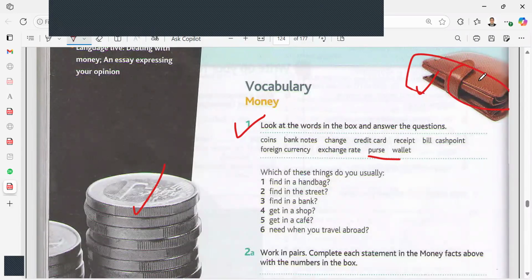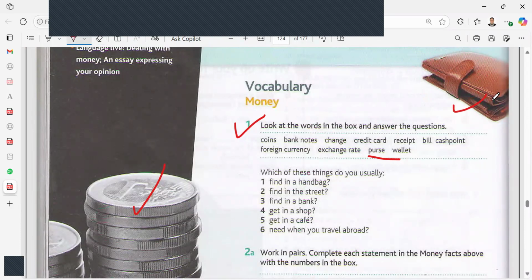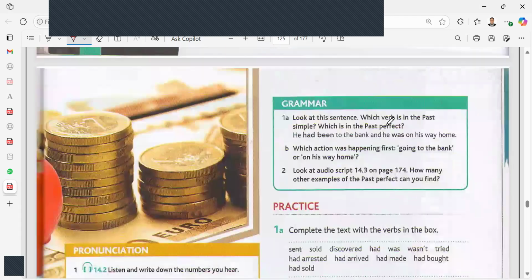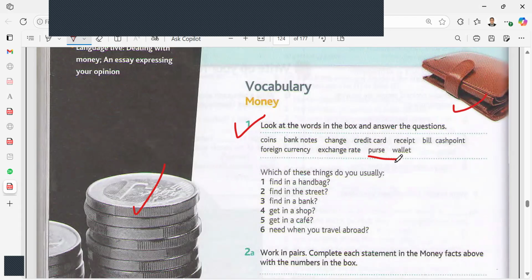طيب purse and wallet. What can you see in this picture? Is it purse or wallet? I think it's a wallet, right? So wallet for men, purse for women, where you keep your money or valuable stuff.